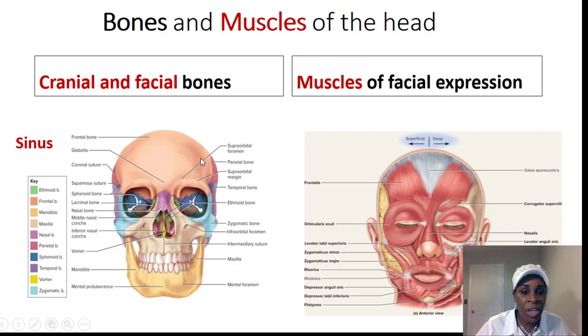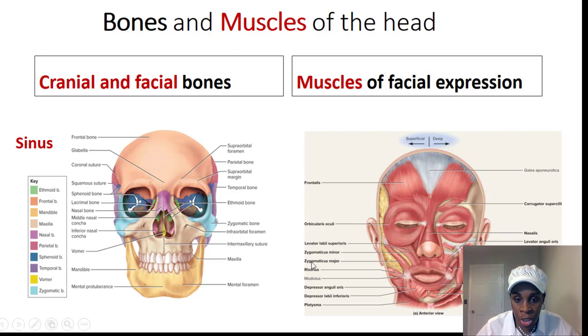Okay, so the cranial and facial bones and the muscles of facial expression. Here also, I'm showing the same muscles now, the anterior view of the face. You see the frontalis, the orbicularis oculi, the nasalis. Now, here you also see the levator anguli oris. Levator means elevating, going up. Anguli means the angle of your mouth, and oris is oral. So the levator is the muscle that elevates the angle of your mouth. You're just going like this, like smiling up.